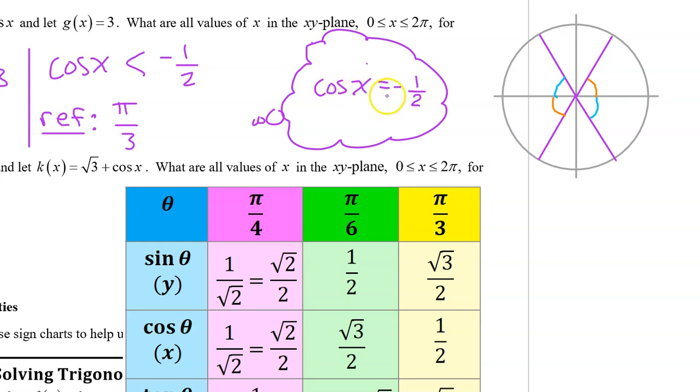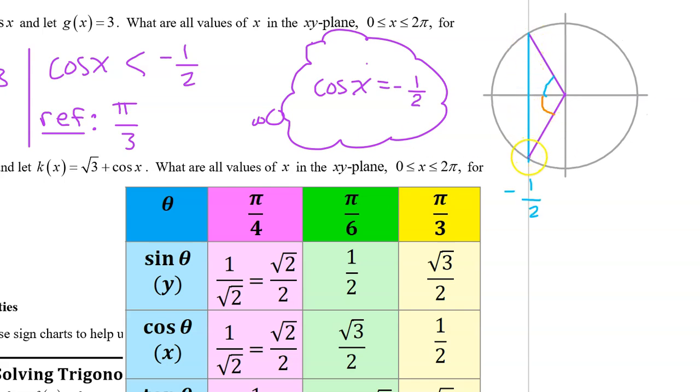Since we want cosine to equal negative 1/2, we will stick to the second quadrant and the third quadrant, where the x value, and thus the cosine, will be negative. At the intersection point of both of these angles, the horizontal displacement, the x value, is exactly negative 1/2. Looking at the reference angle, we can think of pi as 3 pi over 3. That makes this angle in the second quadrant 2 pi over 3. And it makes this angle in the third quadrant 4 pi over 3.